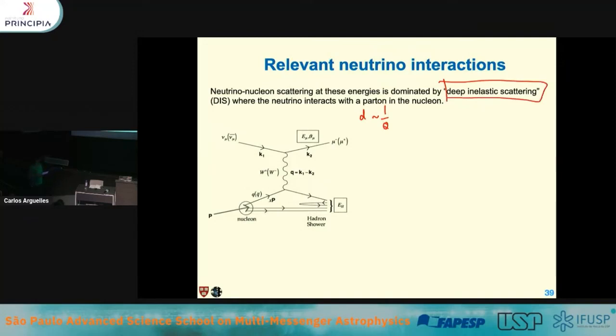And it's deep because you're going to the innermost part of the quark, and we'll see what inelastic means in a minute, so why is it deep inelastic. So you're going to have a neutrino or an antineutrino. Let's think a neutrino for the time being. And that's going to hit, for example, a proton. It could also be a neutron. And it's going to hit, in particular, one of the quarks in that proton or neutron, Q. And so what matters is the interaction between that quark and that neutrino.